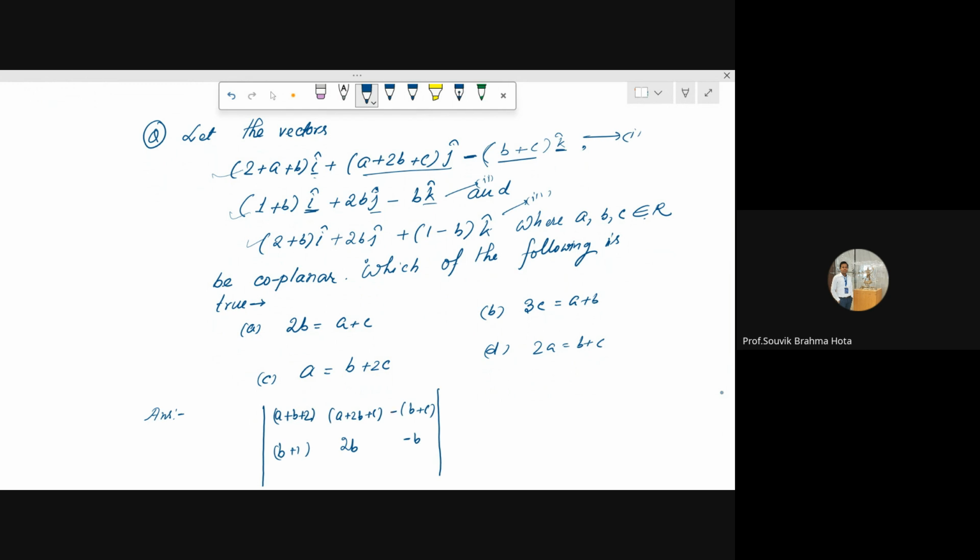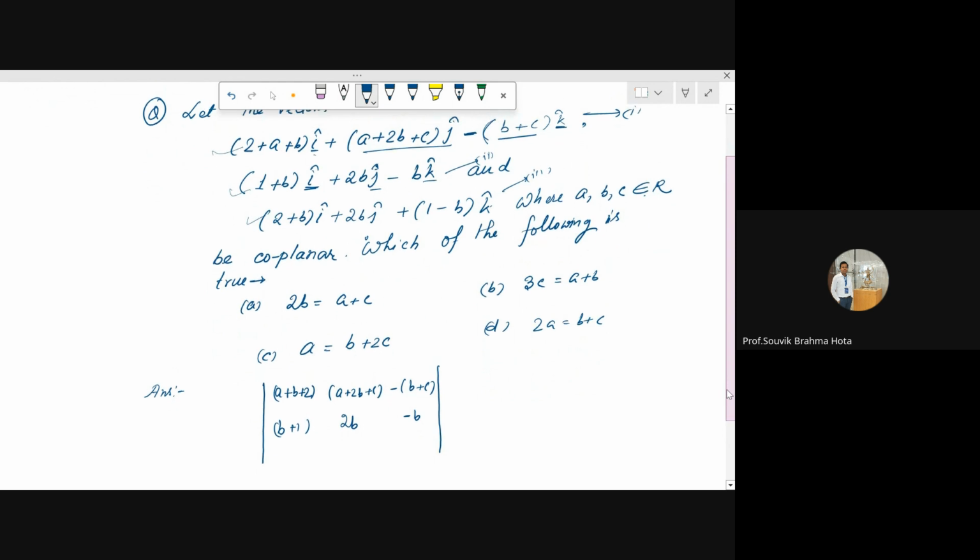So minus, you just give here. Then the third one: before i it is 2 + b, so b + 2 you write. Then it is 2b j, that means 2b again, and here 1 - b, so b - 1 you write. So this is the matrix you form with the help of these vectors. Then you need to find the determinant of this and make it equal to 0. So the determinant should be 0.